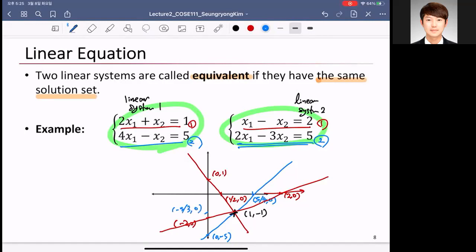And when x2 is equal to 0, it's going to be 5/2, 0 here. Maybe like this. 여러분 다시 여러분들이 그럽시다. So in this case, anyway, what is the solution of this linear system? I mean the linear system 2. Same, right? 1, -1. So in this case, these two linear systems are equivalent.